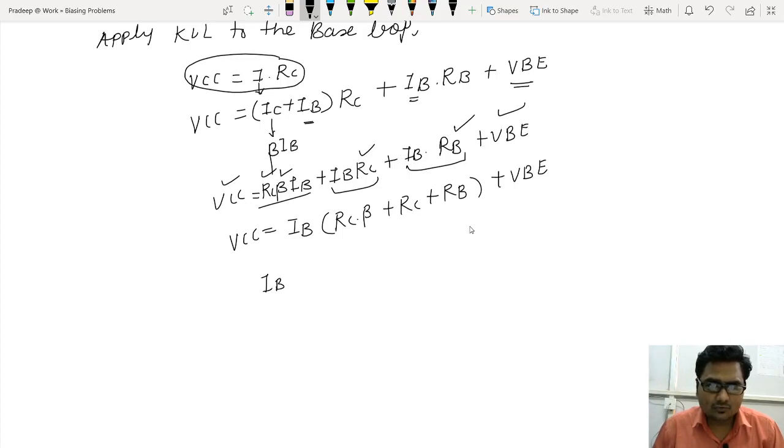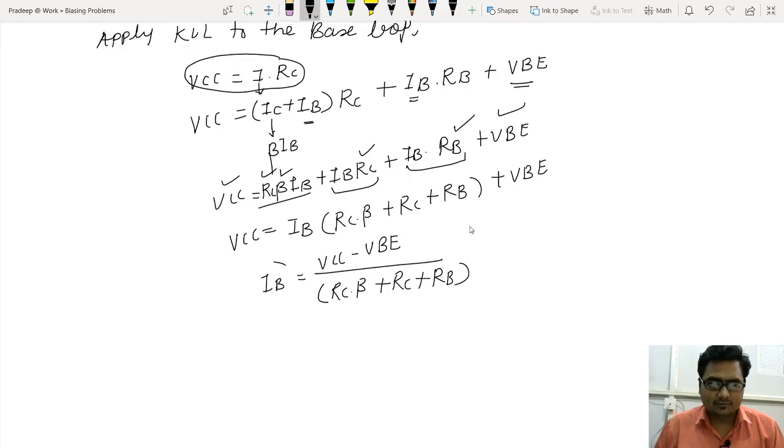IB is equal to VCC minus VBE divided by the whole bracket RC multiplied by beta plus RC plus RB. Now when you get the value of IB, then IC will be beta IB, and that's the value of IC.